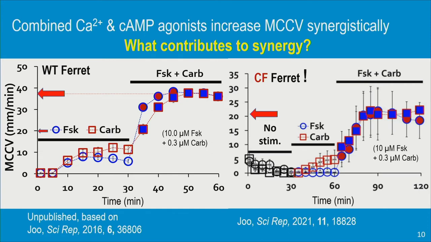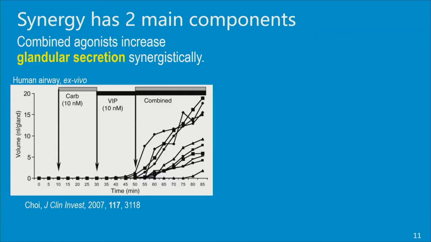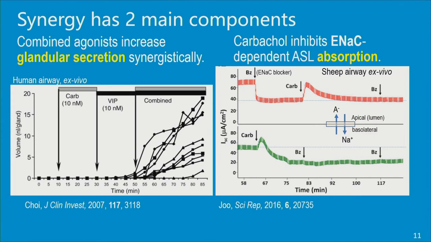Well, what contributes to synergy? There are two components. I'm talking about components, not mechanisms. One component is that there is synergistic stimulation of gland secretion itself. We've done this in many different ways in many different animals. Just showing you here some human data with very low levels of carbachol and a cyclic AMP elevating agonist, in this case VIP. As you can see, quite a dramatic effect. The other thing is a dramatic decrease in ENaC-mediated absorption when you stimulate with carbachol.